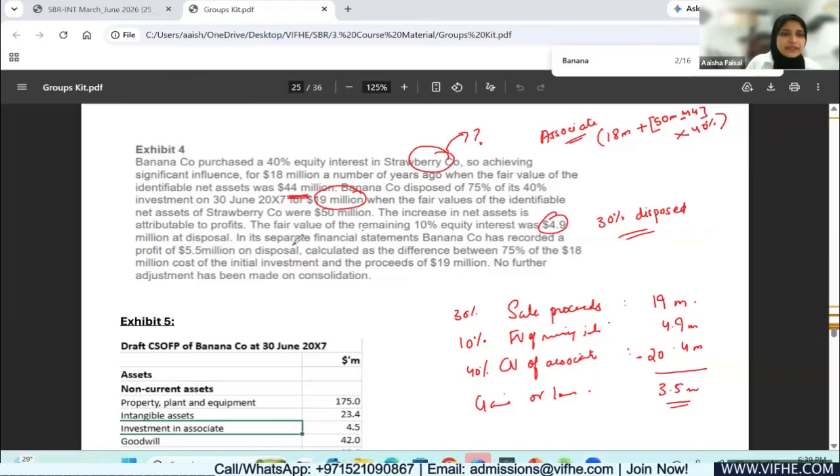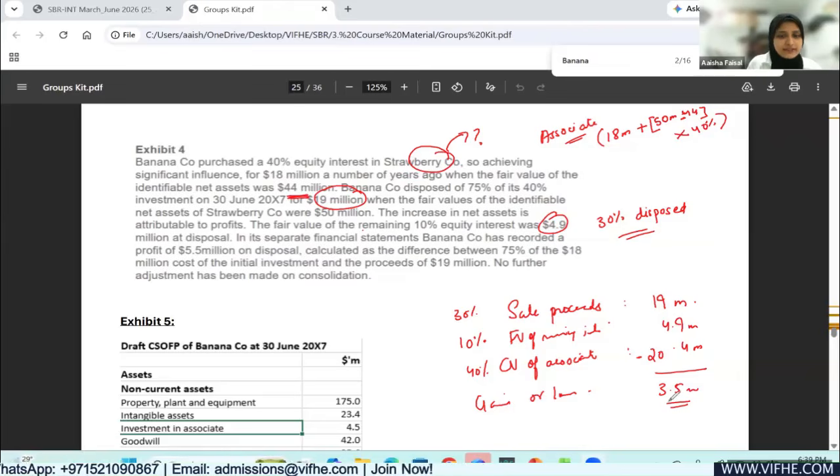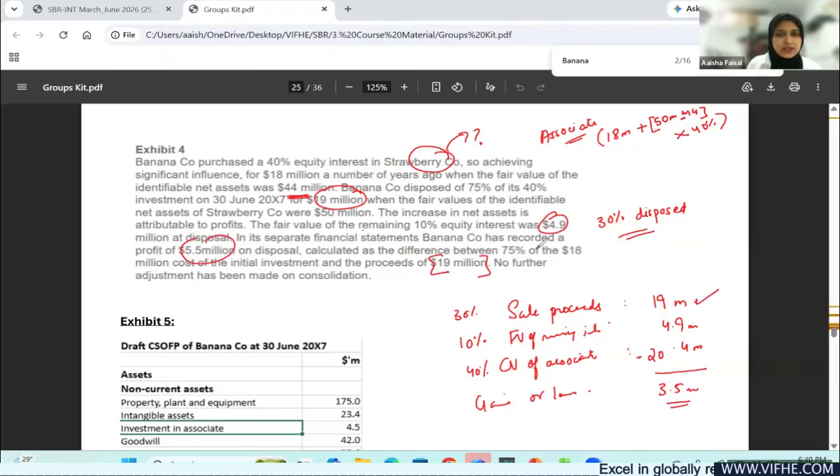Now, in its separate financial statements, Banana Company has recorded a profit on disposal of 5.5 million, calculated as the difference between 75% of the 18 million cost of investment and the proceeds of 19 million. We are getting 3.5. They have recorded it as 5.5. So how did they get this 5.5 million? They're doing a very simple comparison: the 19 million, which we also took, with 75% of 18 million. So they are just considering cost comparison. They are not removing the entire associate value, which is the carrying value. They're not considering the fair value.